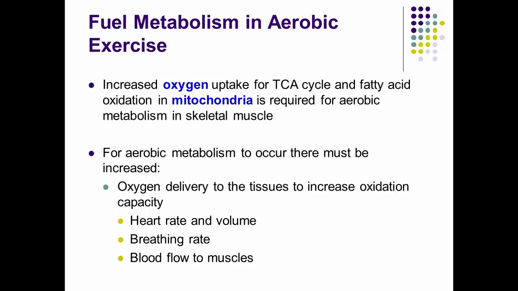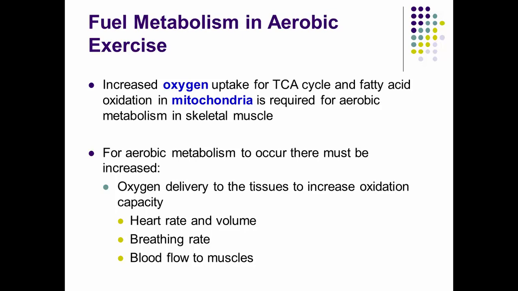So more information about aerobic metabolism. Aerobic metabolism requires oxygen and mitochondria, right? So during aerobic exercise, the oxygen uptake is increased, right? We need to produce more ATP, so you need more oxygen to oxidize fatty acids or glucose in the mitochondria in the aerobic fibers. So for aerobic metabolism to occur, oxygen delivery must increase, right? Because we need more oxygen to oxidize the energy fuels. So oxygen delivered to the tissue, particularly to the muscle, needs to be increased.